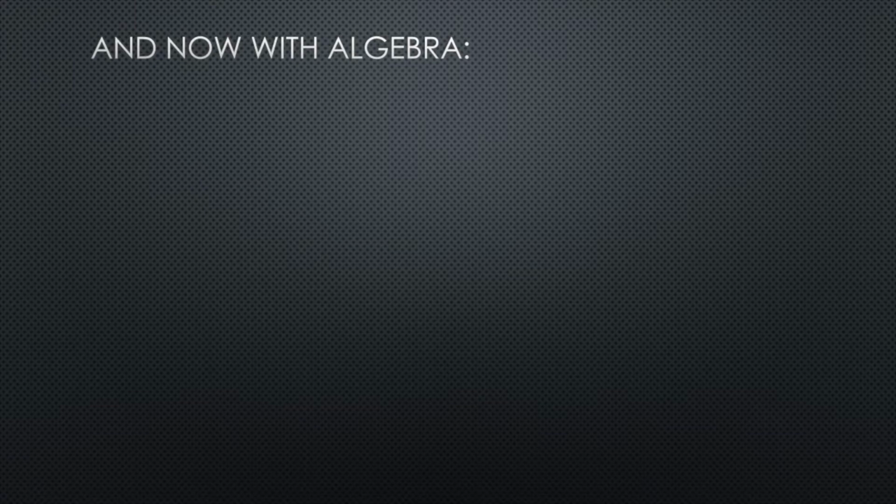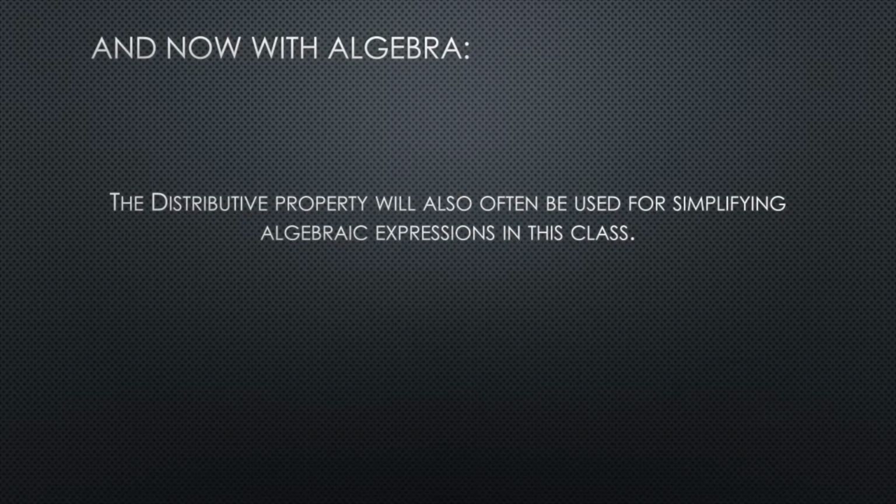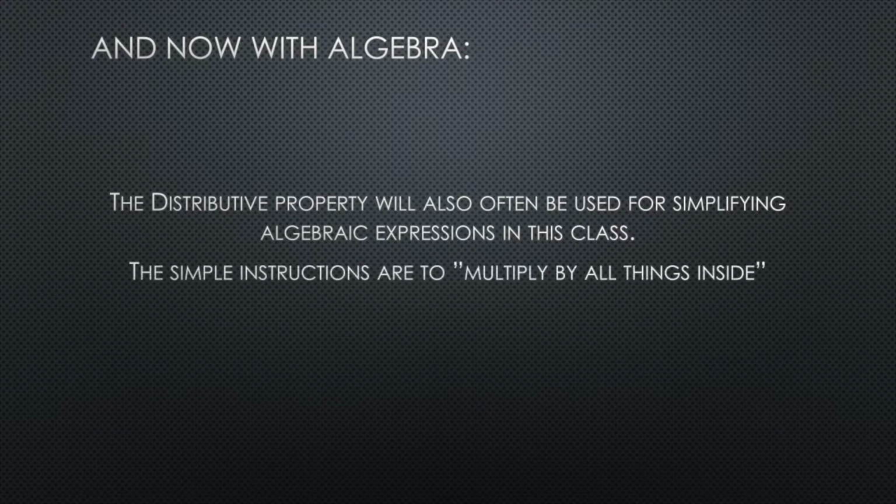So now, because this is an algebra class, we're going to need to expand this to do some algebra with it as well. The distributive property will often be used for simplifying algebraic expressions. So we've already looked at a few of these, but I usually simplify the whole process down by saying multiply by everything inside. The simple instructions: multiply by all the things inside. An example of this would be 3 times (y plus 5). If I take that 3 and multiply it by y, I'll get 3y. And then 3 times 5 would be 15. So 3 times (y plus 5) becomes 3y plus 15.